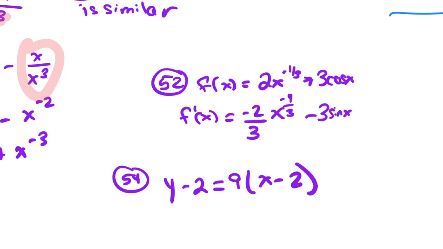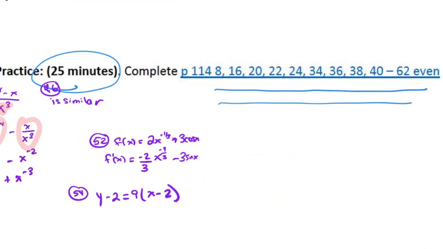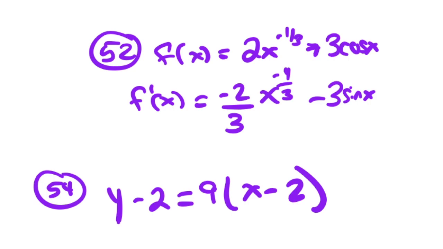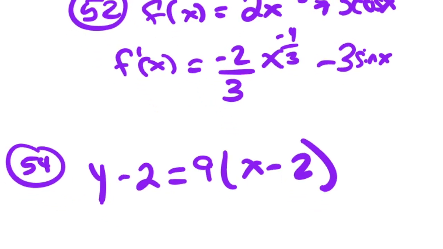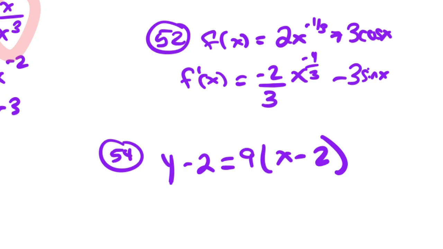Number 52, playing with your negative exponents. So just double check that you got a negative 2/3, x to the negative 4/3 minus 3 sine of x. And 54, what I want you to be on the lookout for this one, make certain that your slope of a tangent line is actually a number, not a variable expression, but a number. It has to be a number.